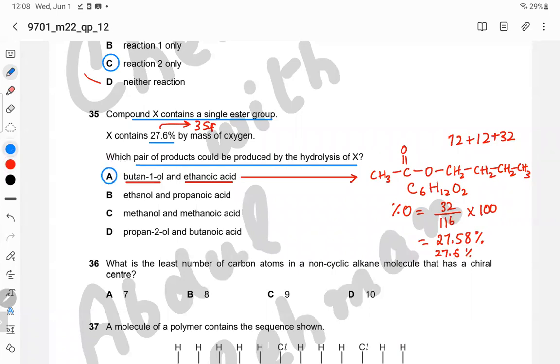And in the same way, if you want to check B, C, and D, you can easily check and you will find that they are incorrect. जी, ये clear है सबको?